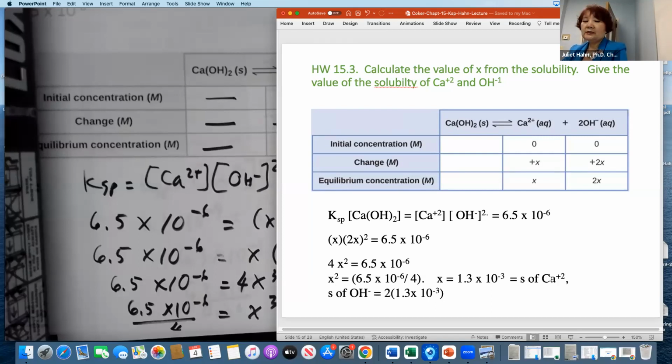If somebody asks you what's the solubility of the hydroxide ion, it's not the same as the concentration of the calcium ion, because the solubility of the hydroxide is 2 times the solubility of the calcium. When calcium hydroxide dissociates, you get 1 calcium and 2 hydroxides. So you have to take this and multiply by 2 to get the solubility of the hydroxide ion.